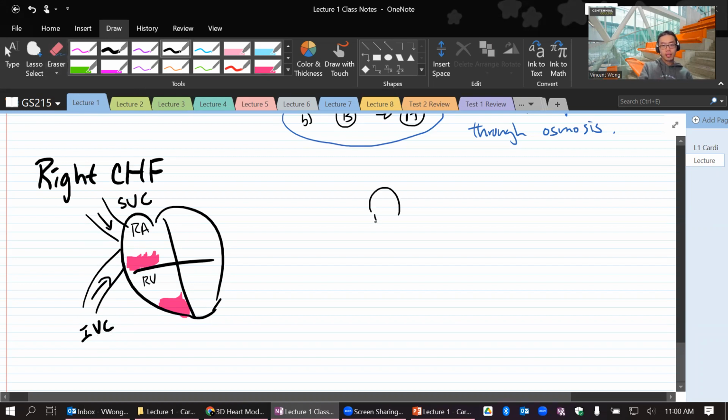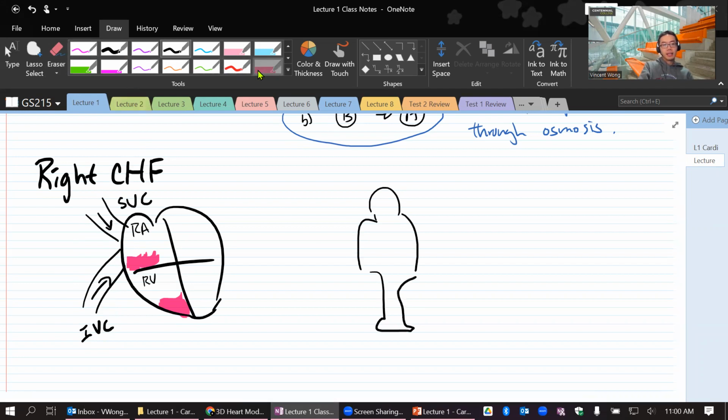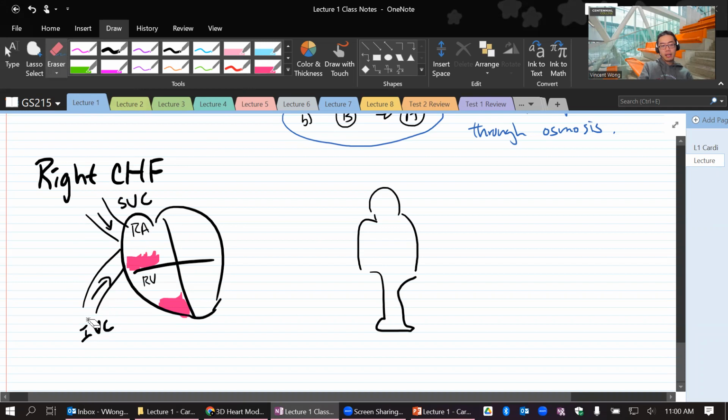So if you think about the body right here. Because the right atrium is not completely empty, all this blood coming from the body is not going to be fully returning to the heart, and so you might have extra blood pooling in the lower half of the body. So superior vena cava is probably okay. You're not going to have blood pooling in the brain because gravity will take care of that, right? But you will have some blood pooling at the bottom.